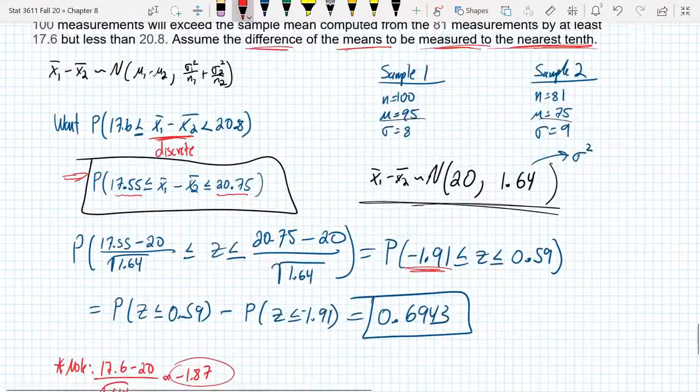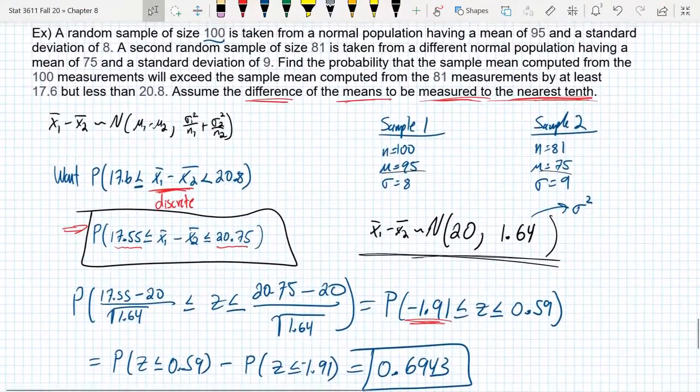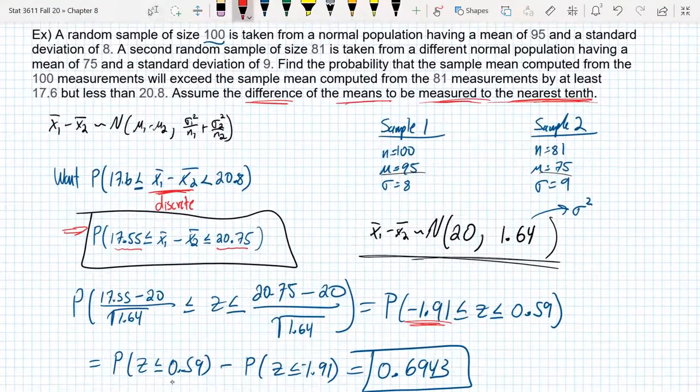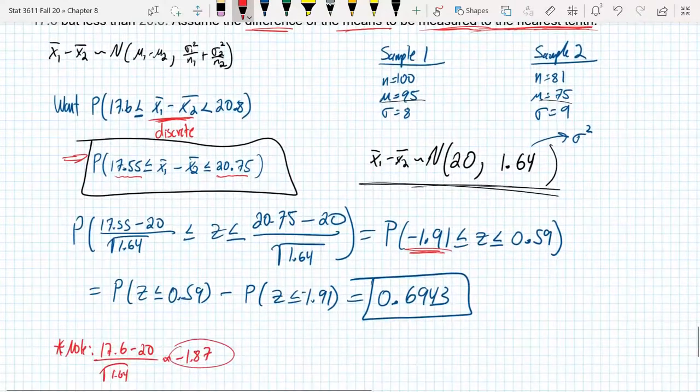A difference nonetheless. So I encourage you to look out for that statement if you see something that says the difference is only measured to some degree of accuracy, such as the nearest tenth, or the nearest unit. Then we would employ a continuity correction, much like we did here.